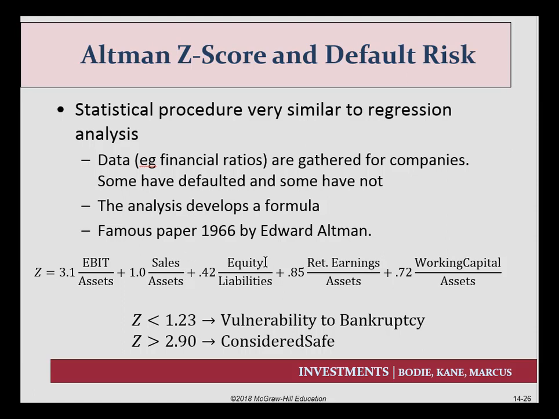And through this statistic, much like in regression, we end up with a formula. And for Altman, what we find out is if the value of this formula is less than 1.23, the company is vulnerable to bankruptcy. If it's greater than 2.9, the company is considered relatively safe.